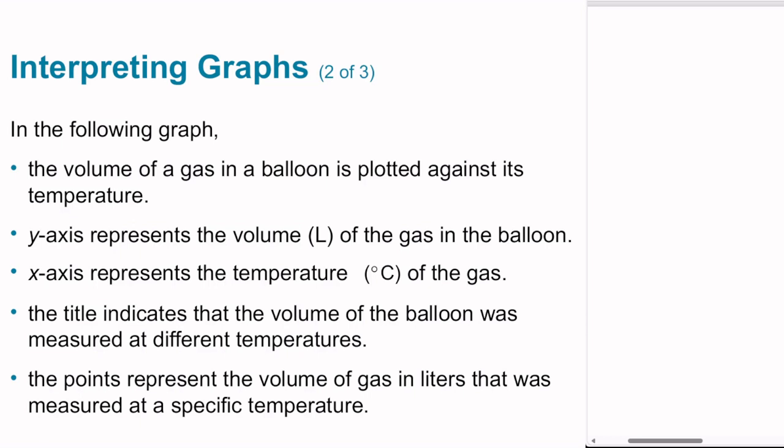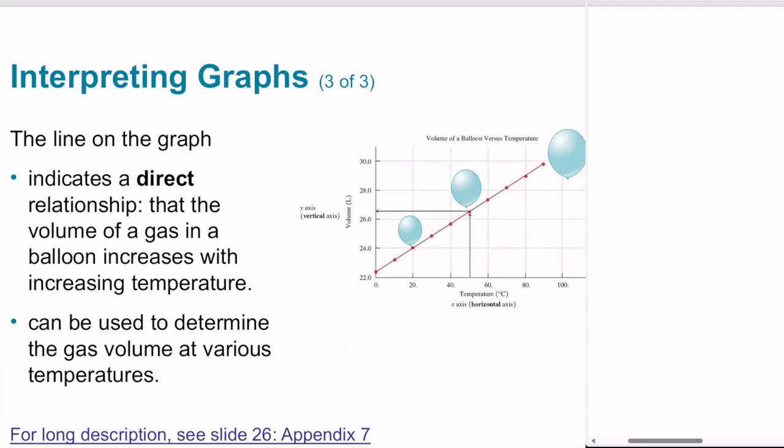And it's going to change when we change the temperature. The title indicates the volume of the balloon was measured at different temperatures. The points represent the volume of gas in liters that was measured at a specific temperature.